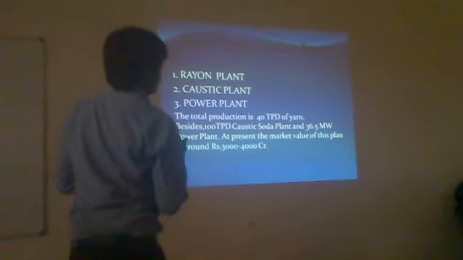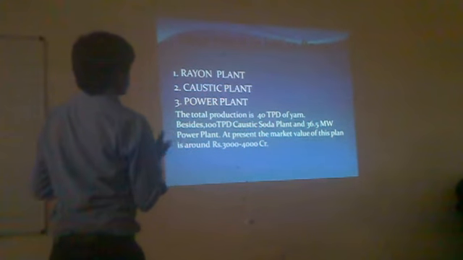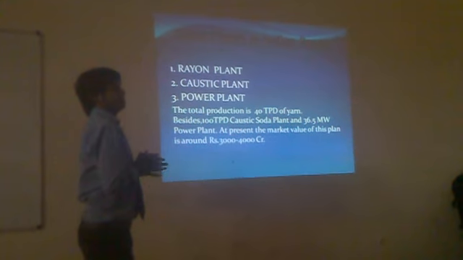So there are three plants: Rayon plant, Caustic plant, and power plant, and that is going to produce 36.5 megawatt power at Delhi.